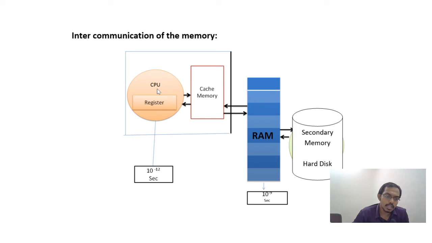Suppose you just click the Firefox button. When you click the Firefox button, at the very first, Firefox is not available in the register, not available in the cache, not available in the primary memory, but it is available in the C drive of your hard disk. It is copied from the hard disk to RAM, RAM to cache, cache to register, and the CPU will work on the Firefox system.